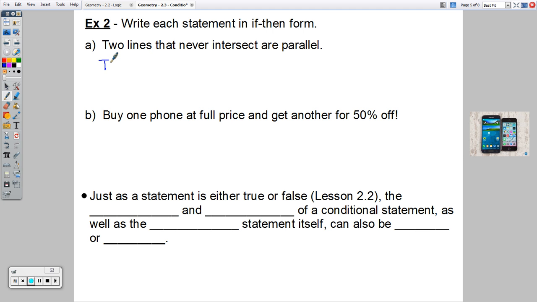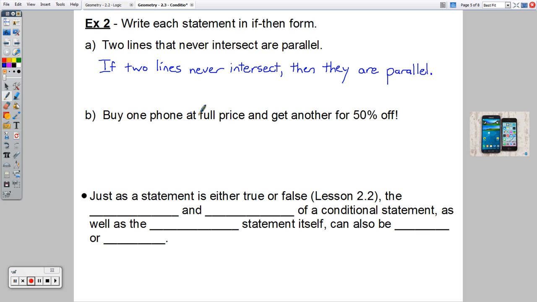So we could say something like this: if two lines never intersect, then they, since I already have described what I'm talking about, two lines, they refers to those two lines, then they are parallel. And we could identify the hypothesis and conclusion from there. It doesn't say I have to, but it would be: two lines never intersect, the hypothesis after the if. The part after the then, they are parallel, would be the conclusion.